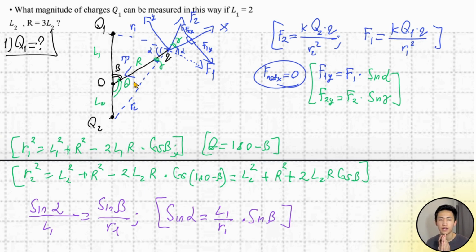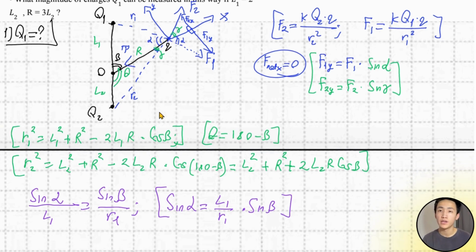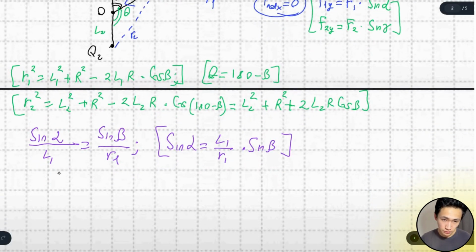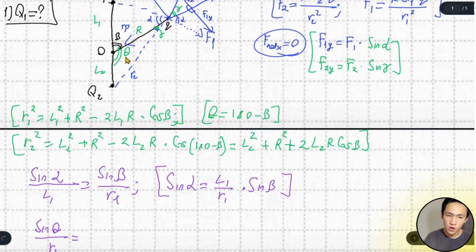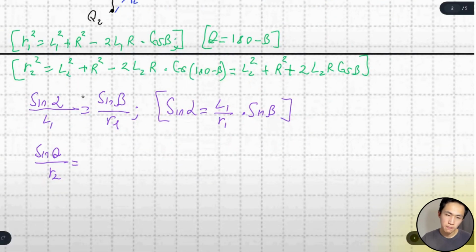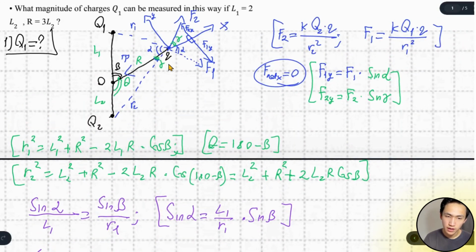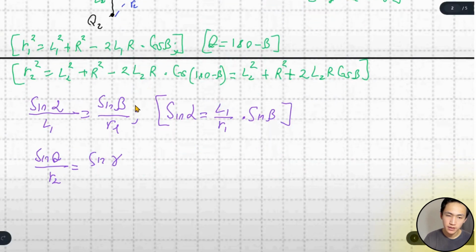Indeed, we divided this into two triangles to simplify the problem. There will be sine theta over R1, and here sine alpha over L2. And sine gamma over L2.